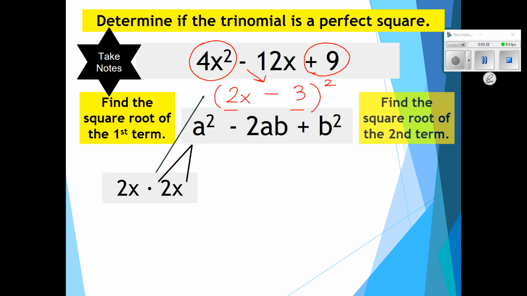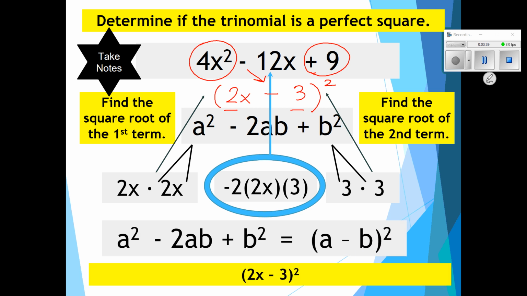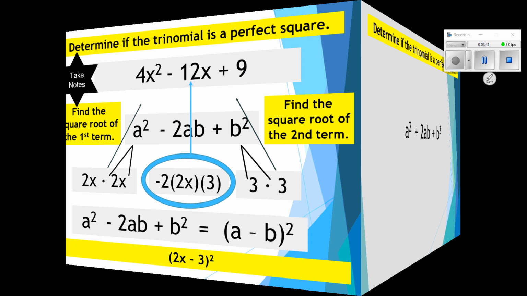So it's the same process. It just shows how we took the square root of the a and c. We checked the middle term, so we can write it as 2x minus 3 squared.